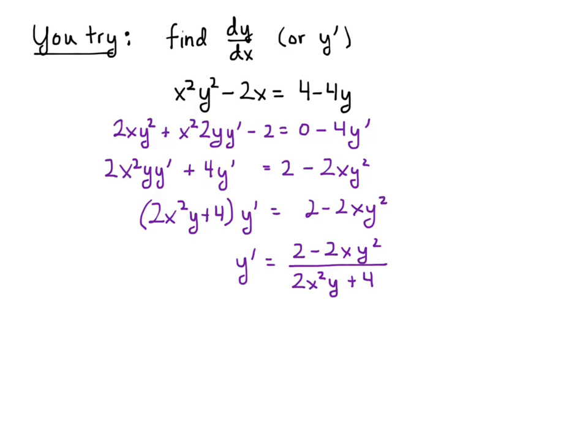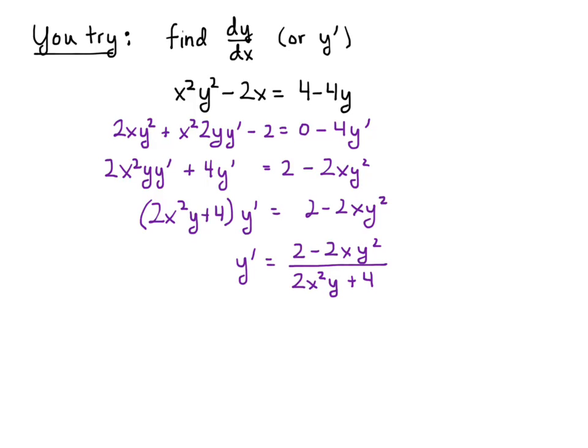For the algebra part of it, why can't you just take out the 2 and divide it with x? You could. You could divide it by 2, and so you get 1 minus xy squared over x squared y plus 2. Perfectly good. And actually, that's probably a better thing to do. So the more simplified version would be if you took 2 out? Yeah, it would be more simplified.